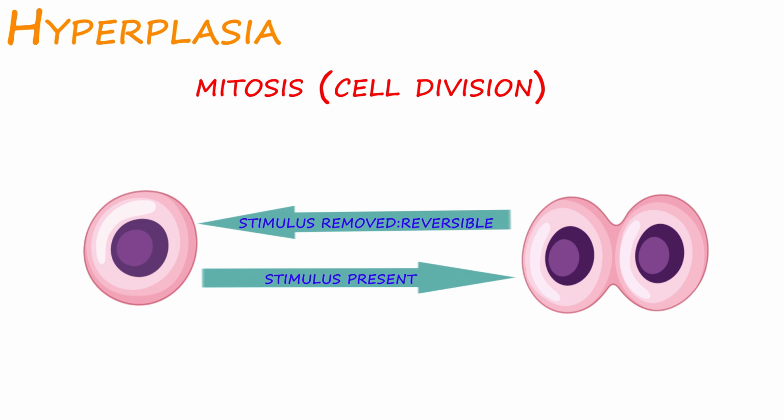The tissue architecture remains normal during hyperplasia. Cells maintain their typical appearance and function. Hyperplasia is a fundamental adaptive response that allows tissues to meet increased functional demands.